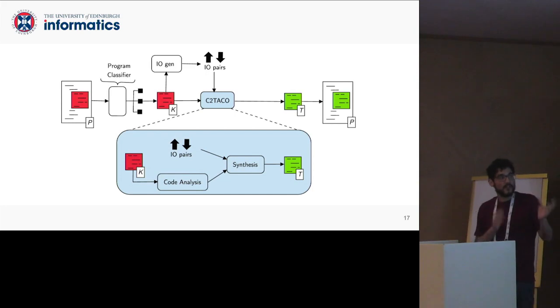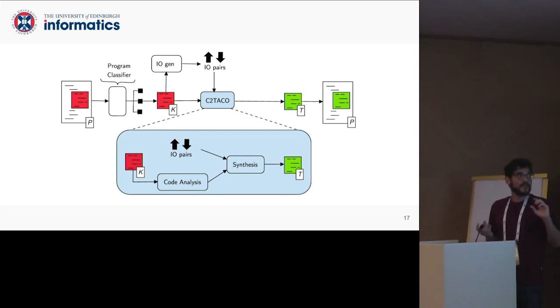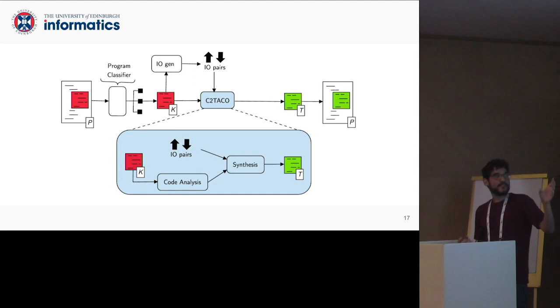This is the overall architecture of how our system works. So given a program P, we first need to give that program through a program classifier, because we take as input general purpose programs, and not all the computation in those programs is expressible in TACO. So we need to detect the regions that are actually expressible in TACO. So we use the program classifier to extract the regions, which we call K, regions of code that perform some tensor algebra.